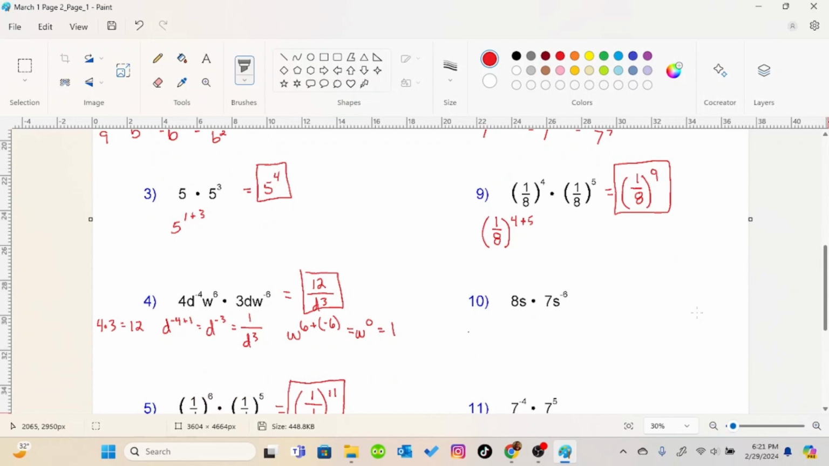Number 10. We have 8 times 7, which equals 56. And we have s to the first plus the negative 6. 1 minus 6 is s to the negative 5, which is 1 over s to the 5th. When we combine everything, we have 56 over s to the power of 5. And that's the final answer.